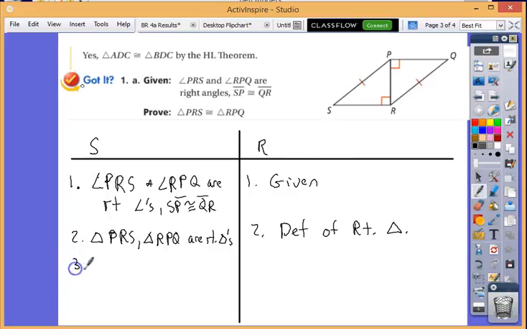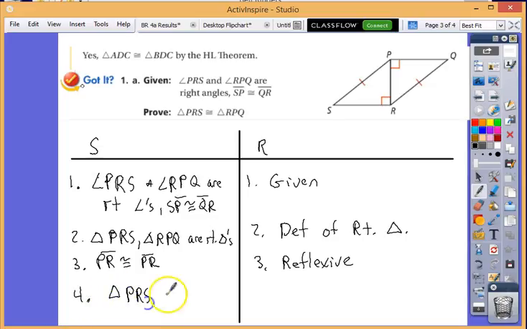How is PR congruent to PR? By what? Reflexive. And could I say PR congruent to RP? Yeah, I mean, it's the same line, so it's still reflexive. That's not symmetric. Reflexive. And then finally, now I know that the 2 triangles are congruent.